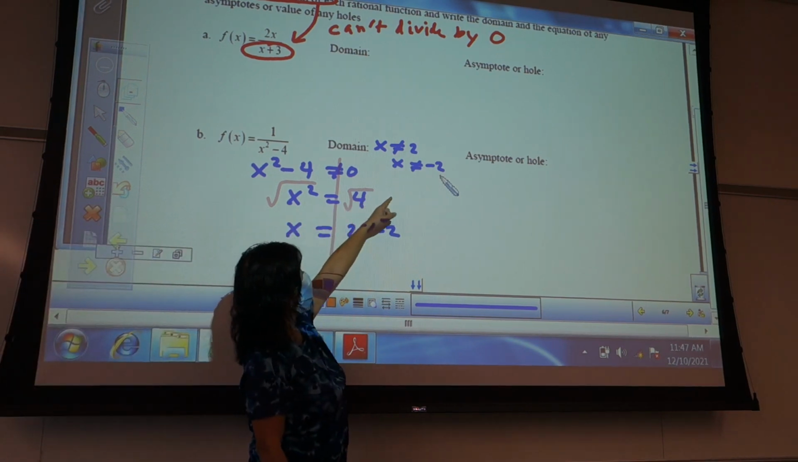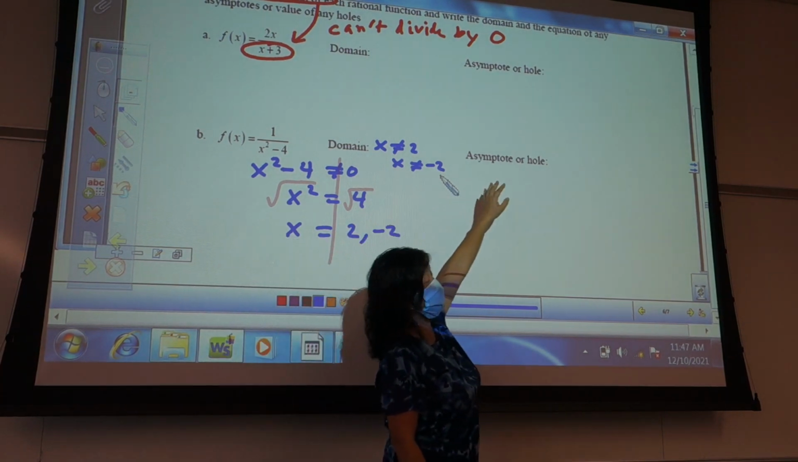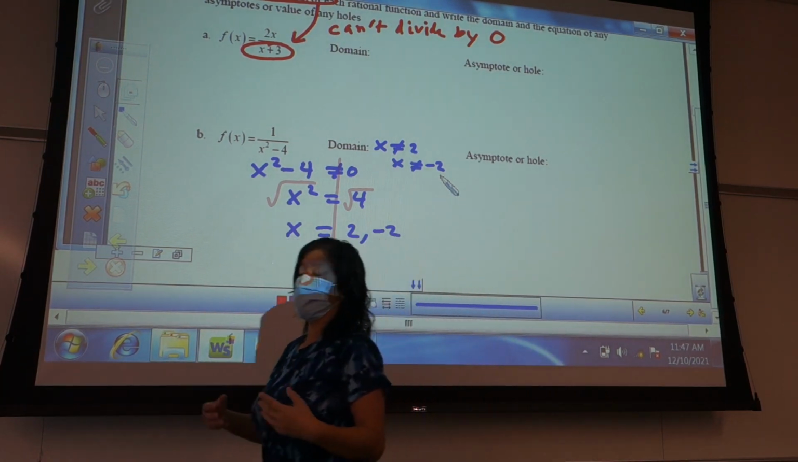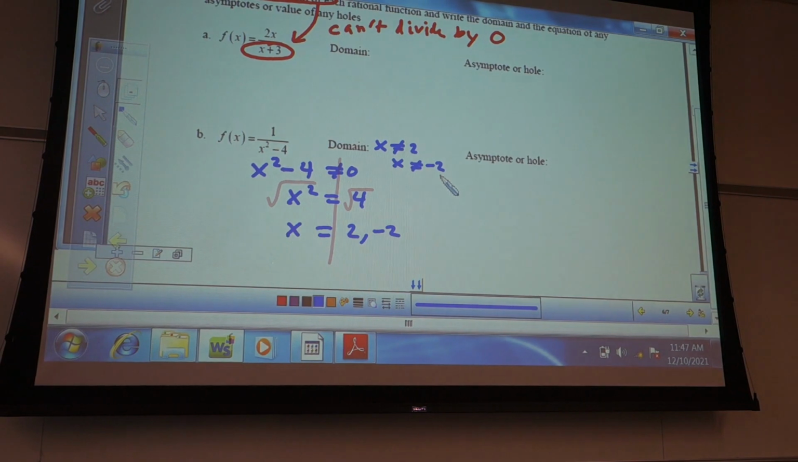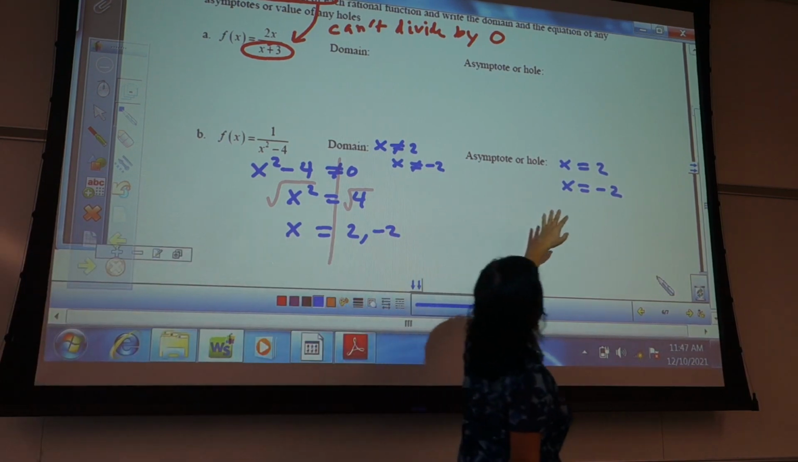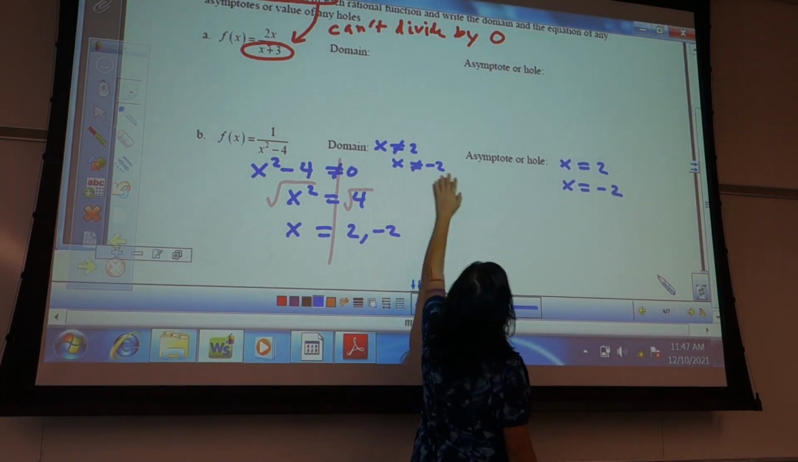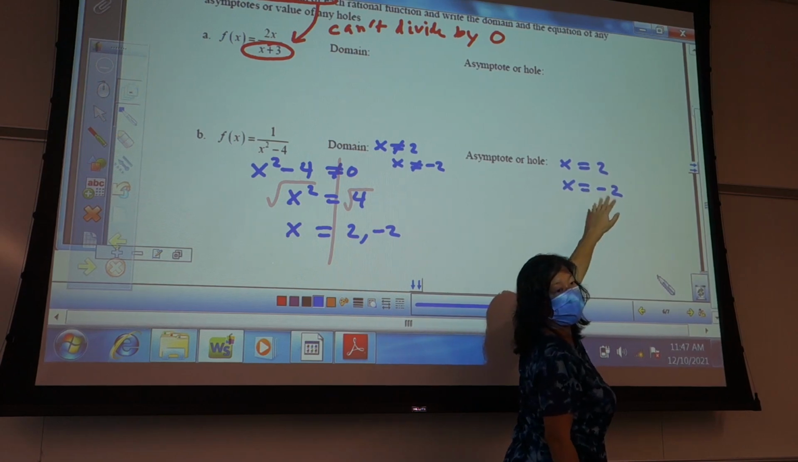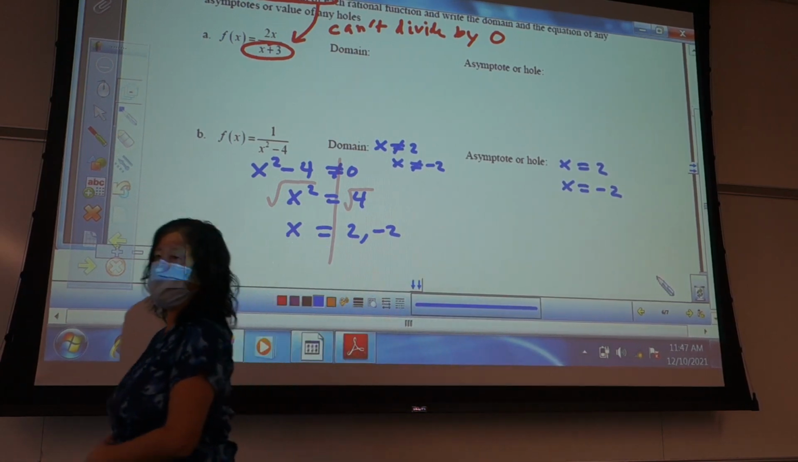So then the asymptote or hole occurs where? If this is what x can't be, my asymptote or hole are at x equals 2 and x equals negative 2. Because this is what it can't touch. So what it can't touch is what x equals for the hole or the asymptote. That's the line it can't touch.